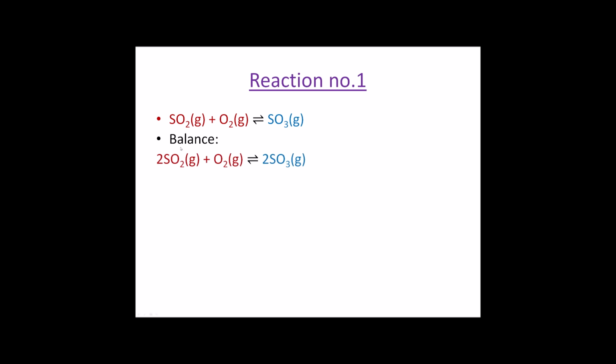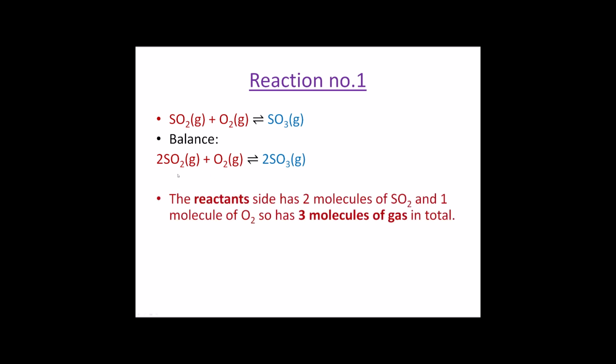The answer is 2 sulfur dioxides plus 1 oxygen makes 2 sulfur trioxides. So this is our balanced equation. Now we can see how many molecules of gas we've got on each side. On the reactant side, the side in red, we've got 2 molecules of sulfur dioxide and 1 molecule of oxygen, so 2 plus 1 is 3 molecules of gas in total. On the product side, we've got 2 molecules of sulfur trioxide. So we've got 3 molecules on the left, 2 molecules on the right.